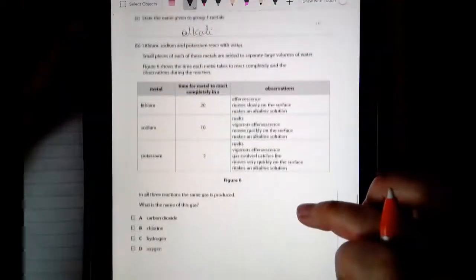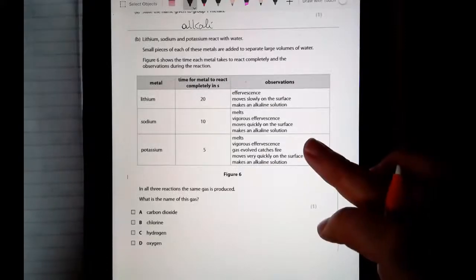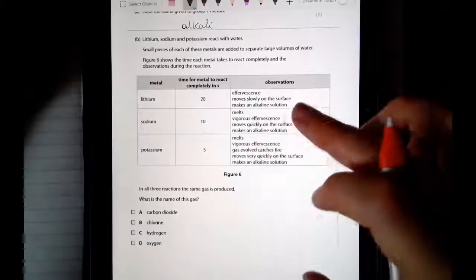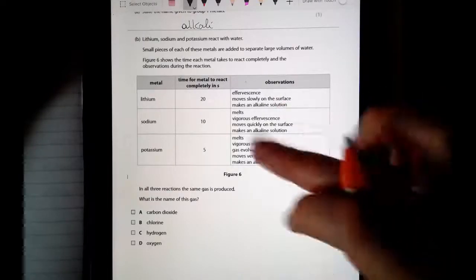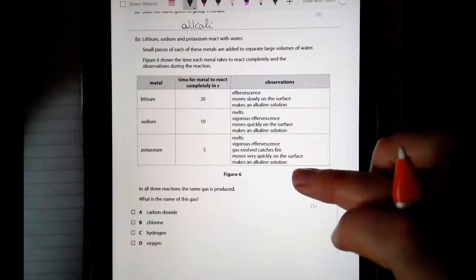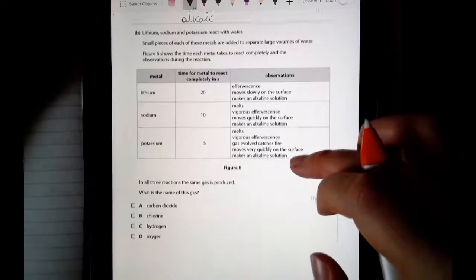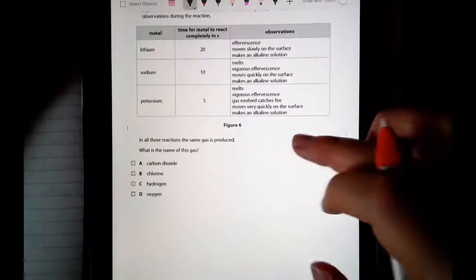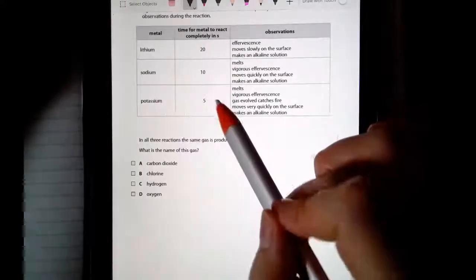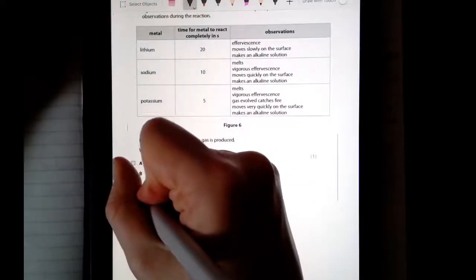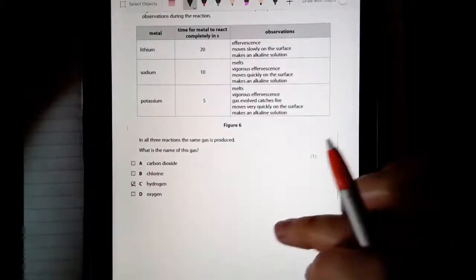The next gives you the observations you would see when you react the different metals with water. Now, you do need to know these observations yourself, and in this question they've given it to you, but they could also ask you for the observations. And the first question they ask you about the reaction is they just say, what's the name of the gas that's produced when these metals react with water? And that is, of course, hydrogen gas that's produced.